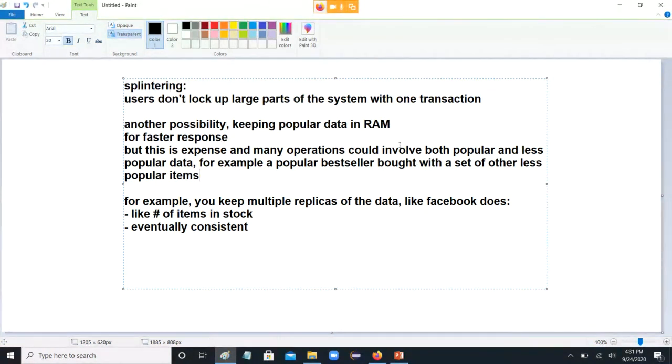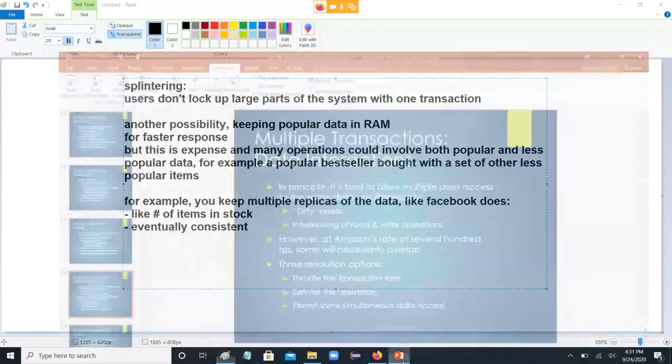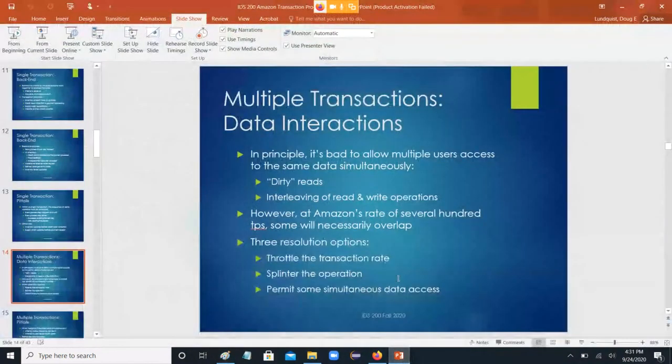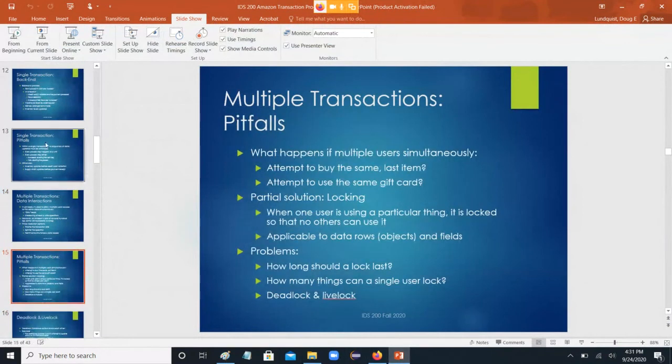So there are different solutions to the problem. But the one that we're interested in is permitting some simultaneous data access. So let's talk about that.